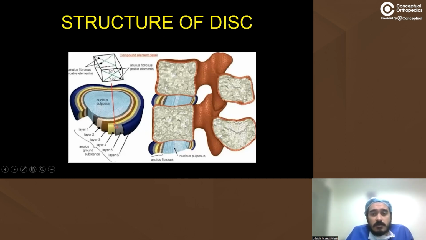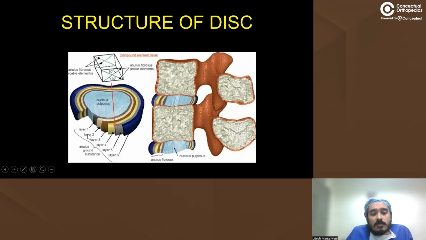So, what is basically the structure of the disc? The disc is the structure that is present in between two bones. The disc consists of two different structures. One is the annulus fibrosus, which are the fibers that surround this gel-like structure, the nucleus pulposus. The fibers of the annulus are very tough, you can compare them to a tire. And the nucleus pulposus basically gives the movement, and it is contained inside by the annulus fibrosus.